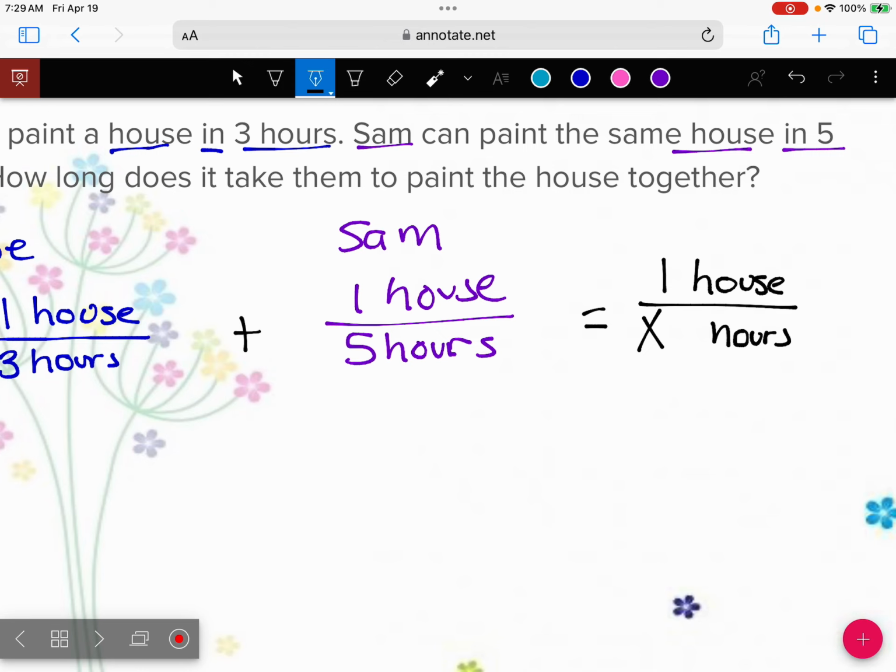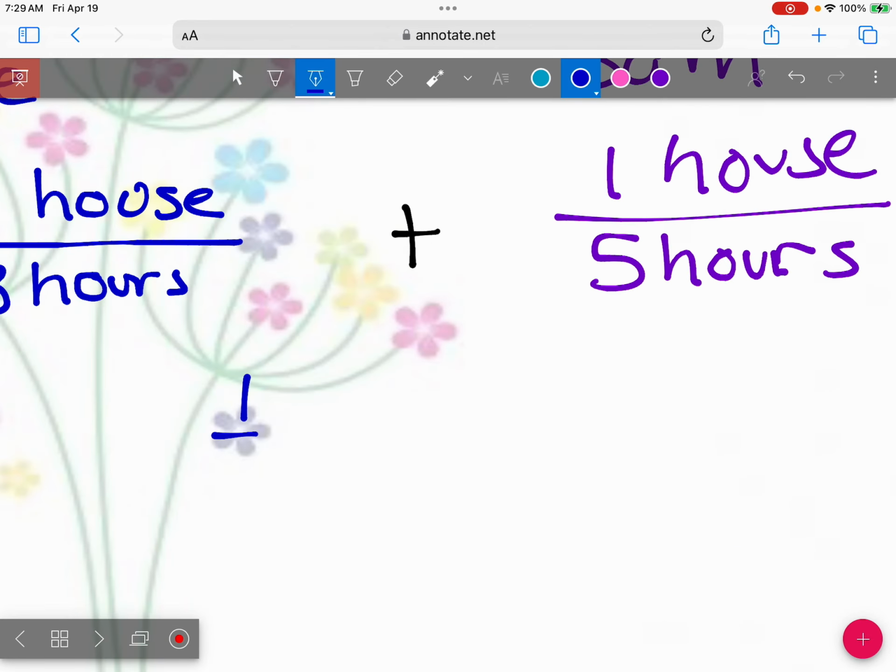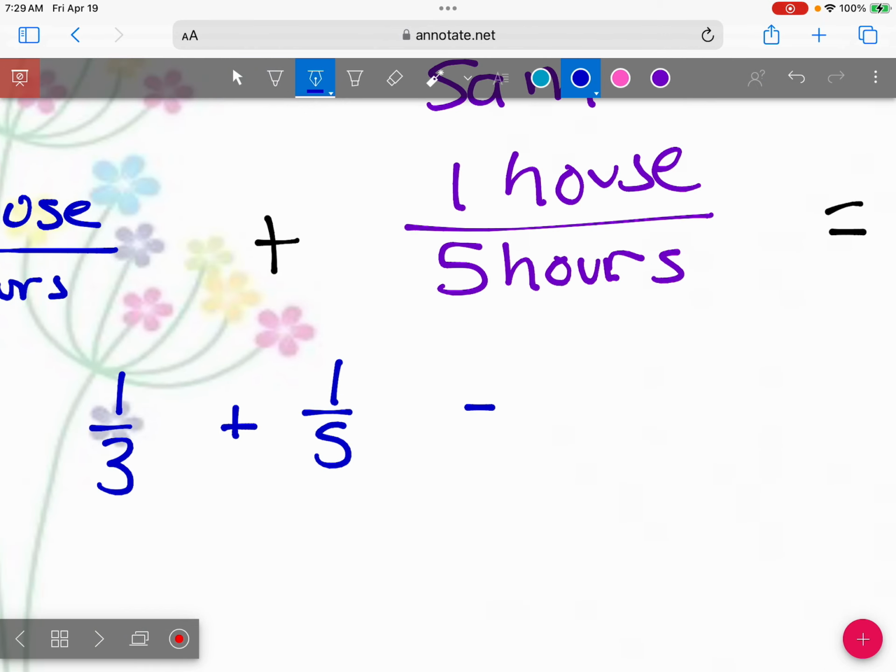So I set it up using all the words, and I swear the word house looks like it's spelled wrong every single time. So I like to set it up with the words first, and then I can look through and say, well, this is just 1/3 plus 1/5 equals 1 over what?